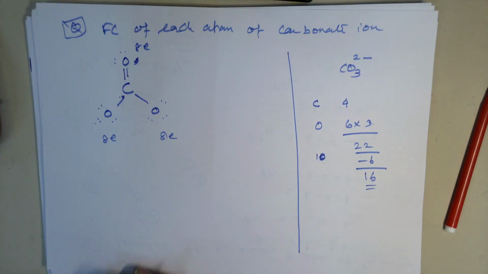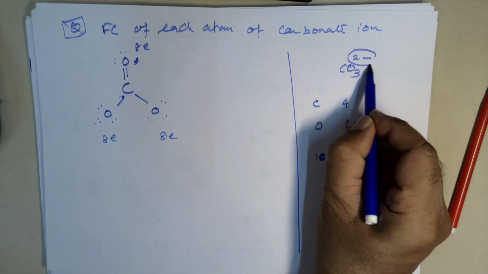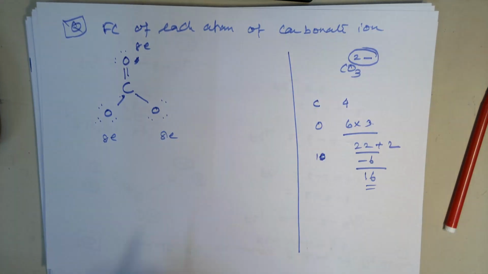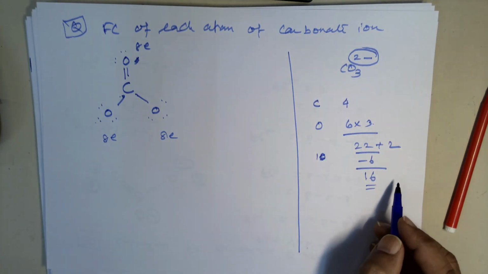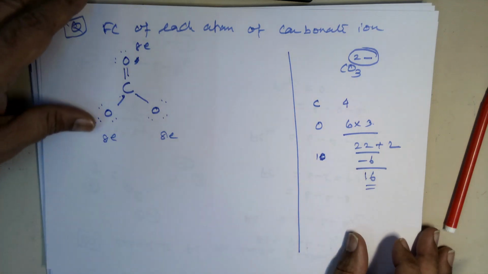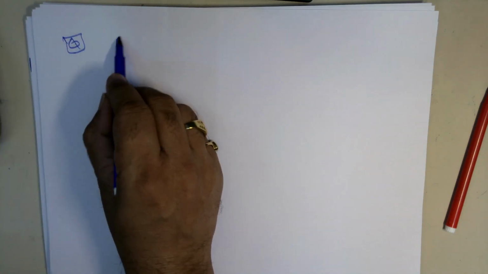Now listen. Here I said that is 2 electrons, but CO3 2 minus means you have to add 2 more electrons also, because it is CO3 2 minus. Are you able to follow? Let me do it once again.